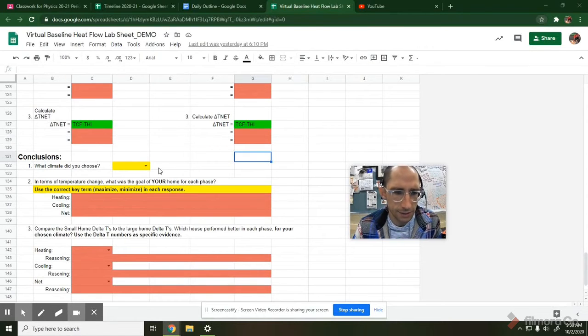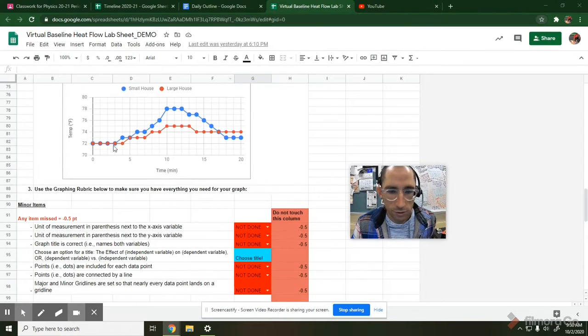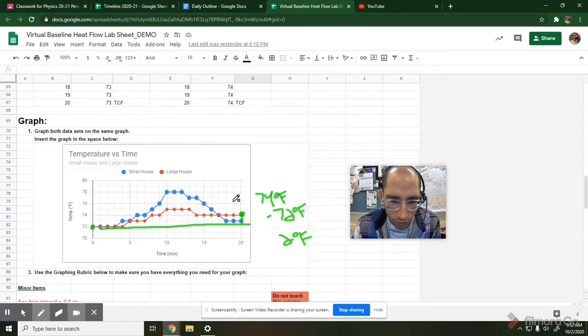I'm bouncing back to net because it seems like people were getting hung up on it. So net is an overall change. Net is about the overall change in temperature of the house, right? If it starts at 72 and finishes, say, at 74, this is the net. That change is the net change, the overall change. If it starts at 72, ends at 74, then its net change is only 2 degrees Fahrenheit. If a house starts at 72, goes up to 1 trillion degrees, and then comes back down to 72, the net is 0. And the very last temperature, remember, is the final cooling temperature, TCF.